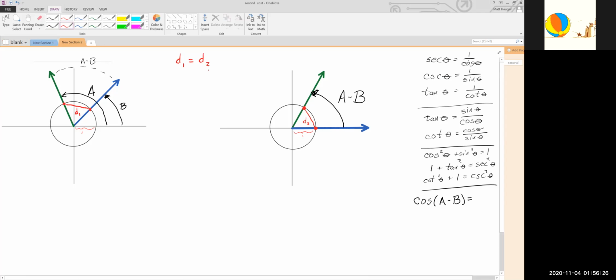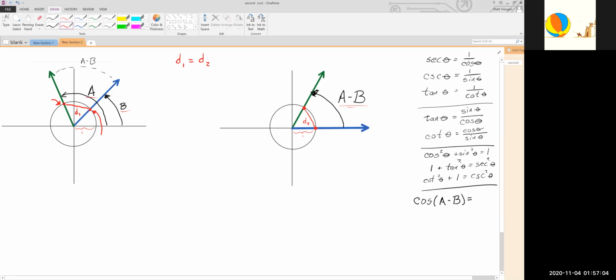Now what we're going to do with that is express that distance in terms of our trig functions to find a relationship between our trig functions for A minus B and our trig functions for A and B separately. Okay, how are we going to do that? Well, one of the reasons I wanted those circles to have a radius of 1 is that we actually know the coordinates of all of these points.